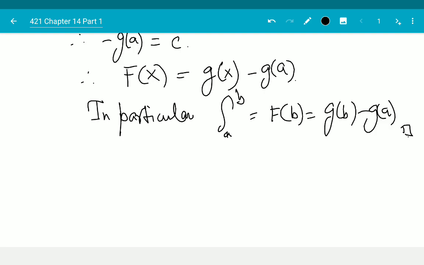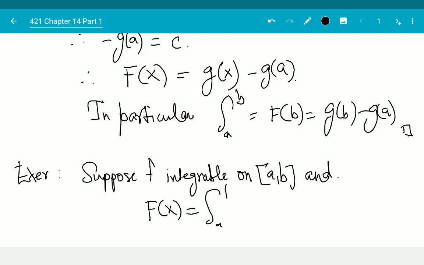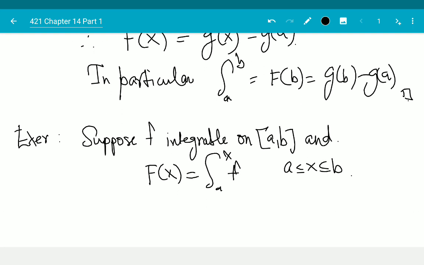So we'll have some questions. Exercise. Suppose f is integrable on a to b, and capital F of x is equal to the integral from a to x of small f, where a is smaller than or equal to x, smaller than or equal to b. So I'm on the proper interval.